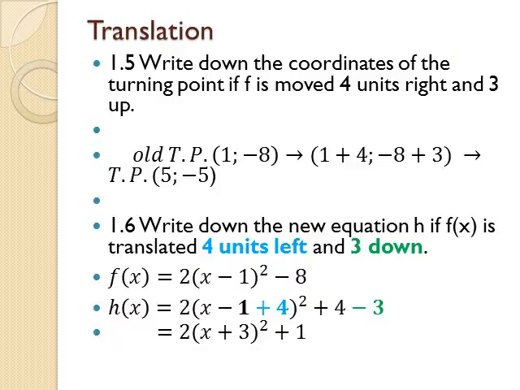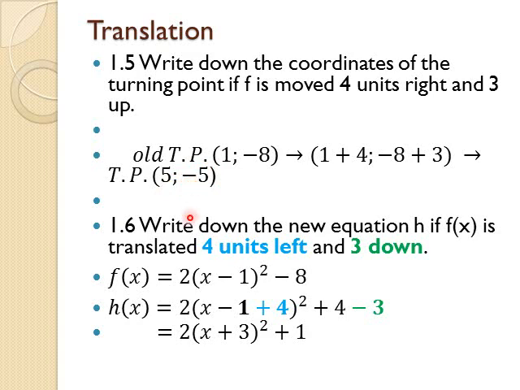Right, let's look at some translation. Write down the coordinates of the turning point if f is moved 4 units right and 3 units up. My turning point for the original graph was (1, negative 8). For 4 units right, I'm going to write plus 4 in the coordinates. For 3 units up, I'm going to write plus 3 in the coordinates. So 1 plus 4 gives me 5. Negative 8 plus 3 gives me negative 5. So my new turning point is (5, negative 5).